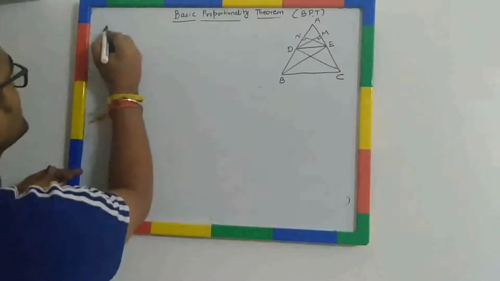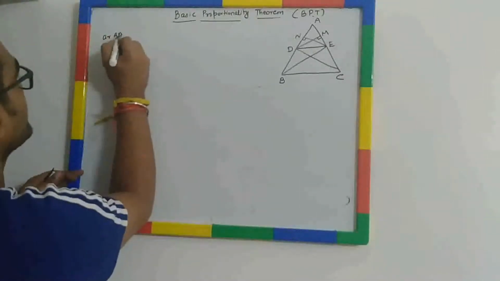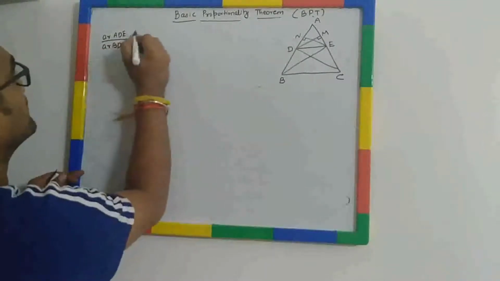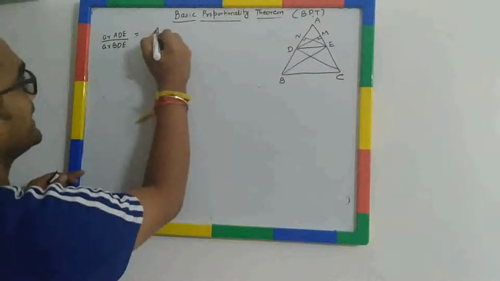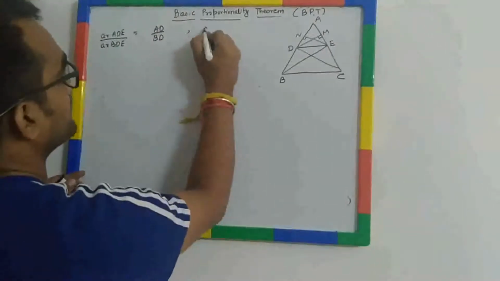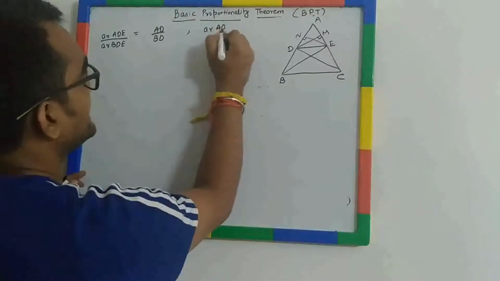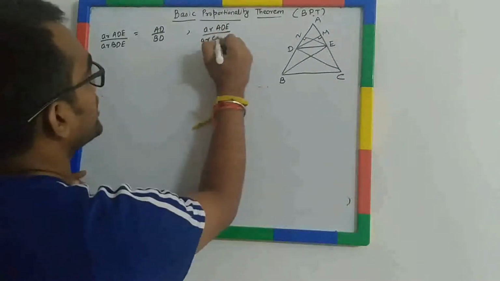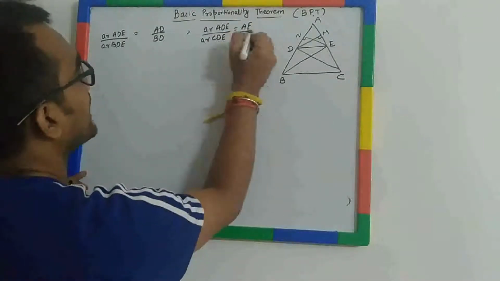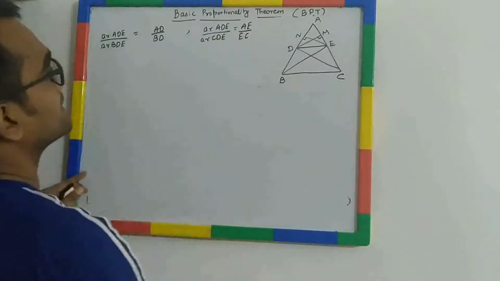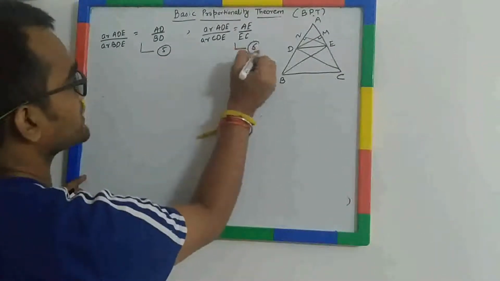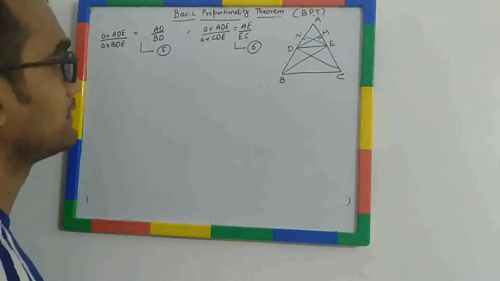So our last two equations were area of ADE upon area of BDE will be equal to AD upon BD, and area of ADE upon area of CDE will be equal to AE upon EC. This was equation 5 and this was equation 6.